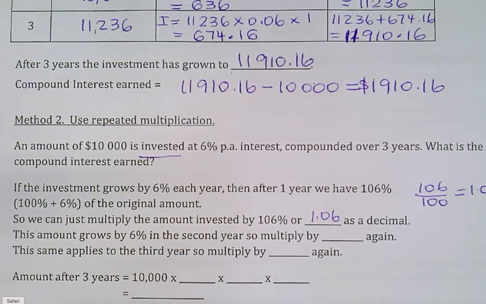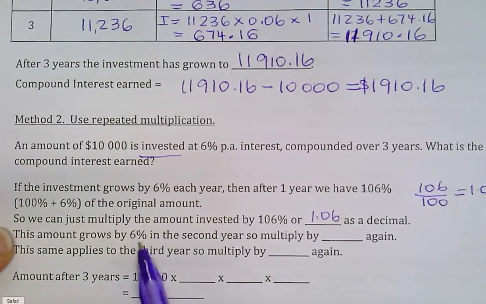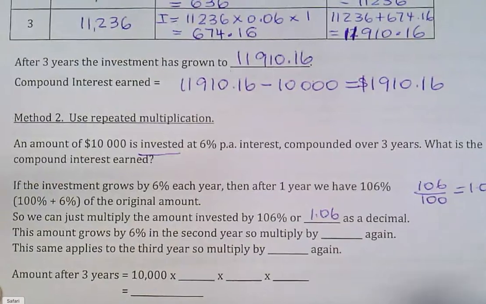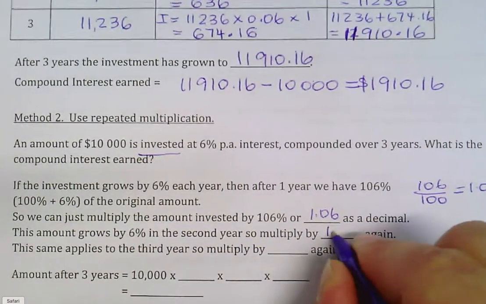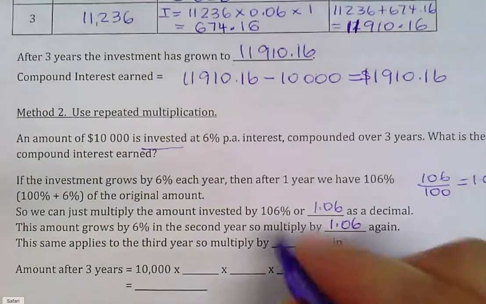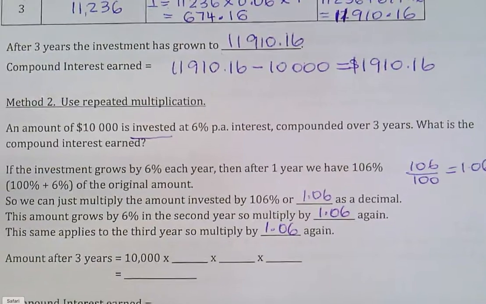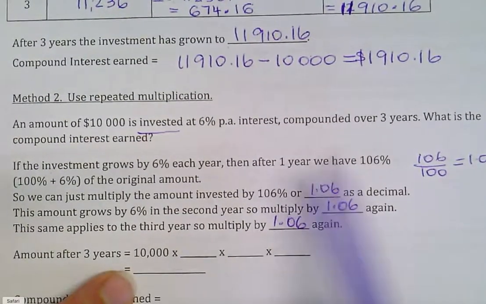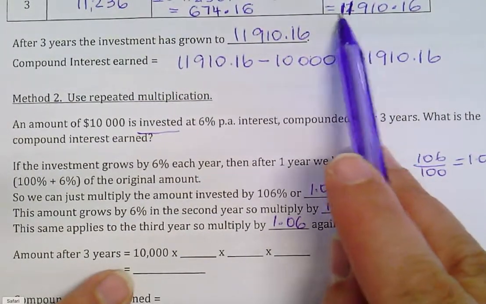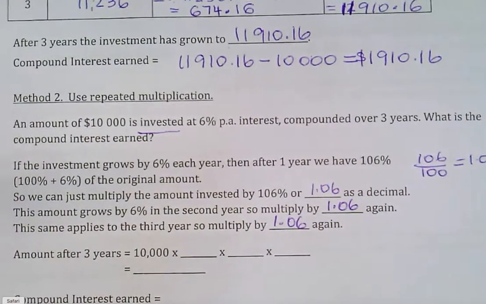We're going to earn 6% interest on the second year as well. So that new amount grows by 6%, and you multiply by 1.06 again. The same applies for the third year. You multiply by 1.06 again. Now, we know that we have to get the answer of $11,910.16, don't we? Let's see if we do get that answer.